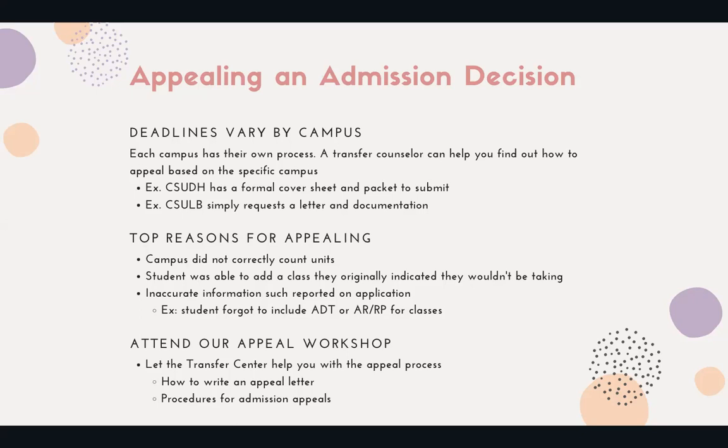In that case, I want to make sure that I submit an appeal to, let's say, Long Beach saying, I know that I did my application and I didn't have academic renewals on there. I didn't know about that. I'm so sorry. This is what happened. And then see from there if they're able to accept the student. And then, of course, you want to make sure that you attend one of our appeal workshops so we can help you do the appeal process. We also go over in the workshop how to write an appeal letter and procedures for admission appeals depending on the campus.